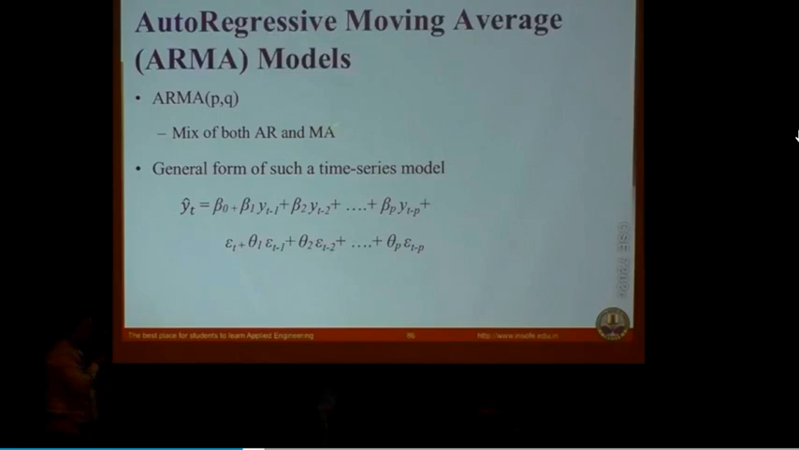So a mix of auto-regressive and moving average models is represented as ARMA models, auto-regressive moving average. Obviously, auto-regressive has P number of lags, moving average has Q number of lags, and the equation will be a combination of the auto-regressive part and the moving average part. Moving average for the errors, auto-regressive for past values.